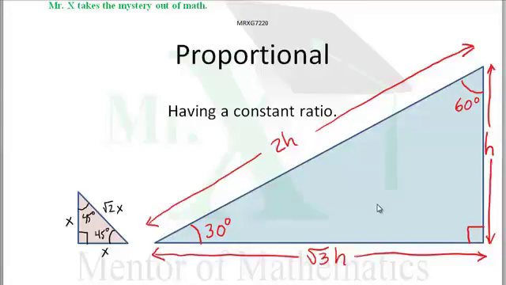This fact that we have a constant ratio in any triangle that maintains its angles allows us to have trigonometry.